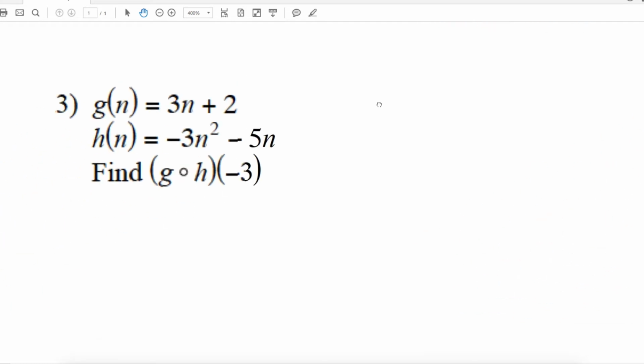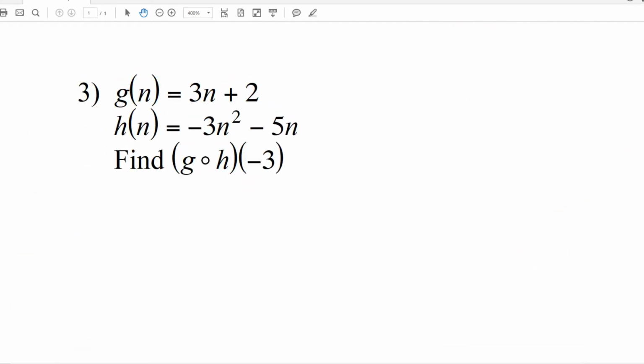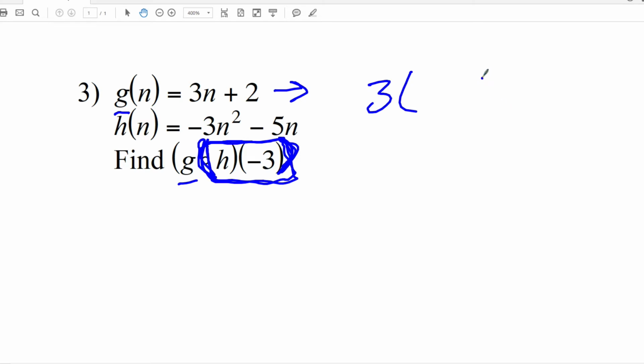Okay, let's move on to number 3. Here, again, we just put our box around this and say, all right, here's the parentheses. We have g of h of negative 3. So we're replacing the n inside the g function, so we're going to rewrite that. And we're going to have 3 parentheses plus 2. What goes inside here? Well, h of negative 3 goes inside there. H of negative 3 means we're plugging into the h function.